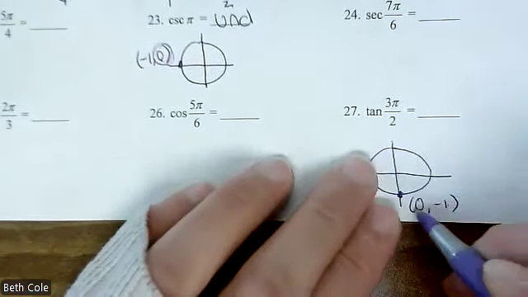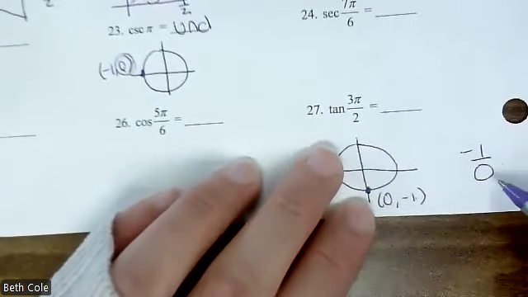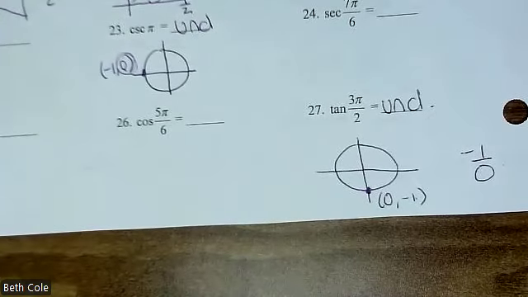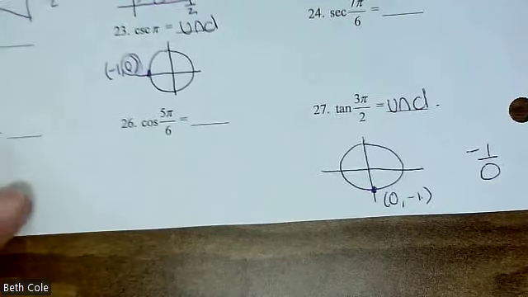Tangent is y over x. So that's going to look like this. So again, that is undefined. You can't divide by 0. Cool. All right, let's go back and grab the rest of these. Those are all the circular ones.